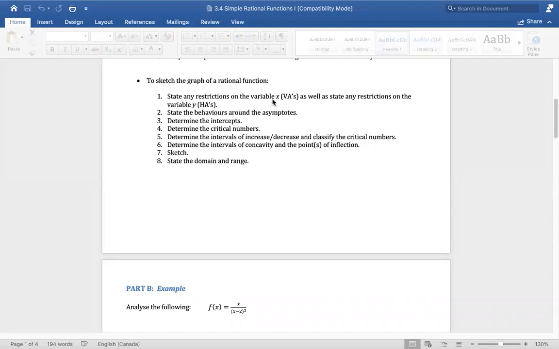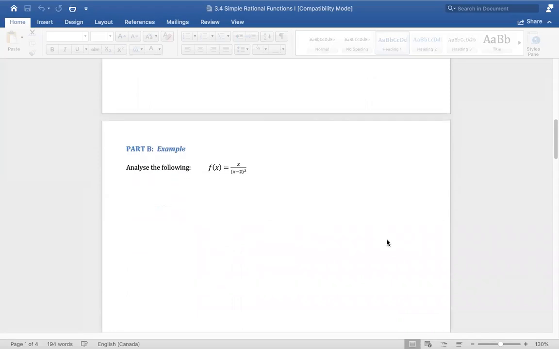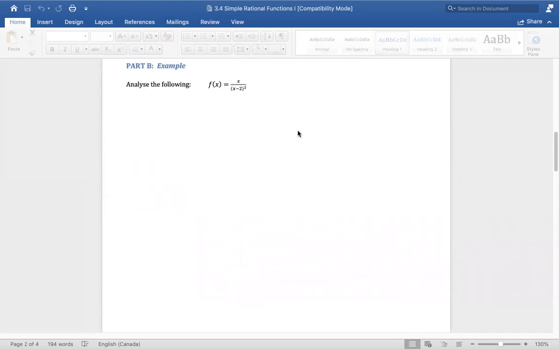So I need to state any restrictions on the variable x, again, which is my vertical asymptote, and state any restrictions on the variable y, which is my horizontal asymptote. Talk about the behaviors that are happening around the asymptote, so looking at the limits, and then everything else is the same. So to look at that here, this example, analyze the following. You can see that this is a rational function. I have x divided by x minus 2, all squared in the denominator, and my function is f of x.